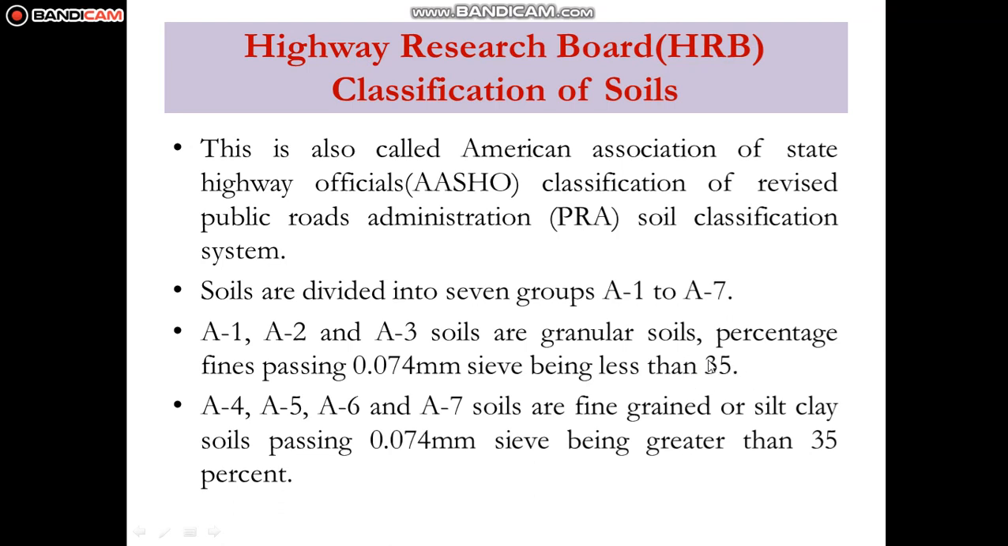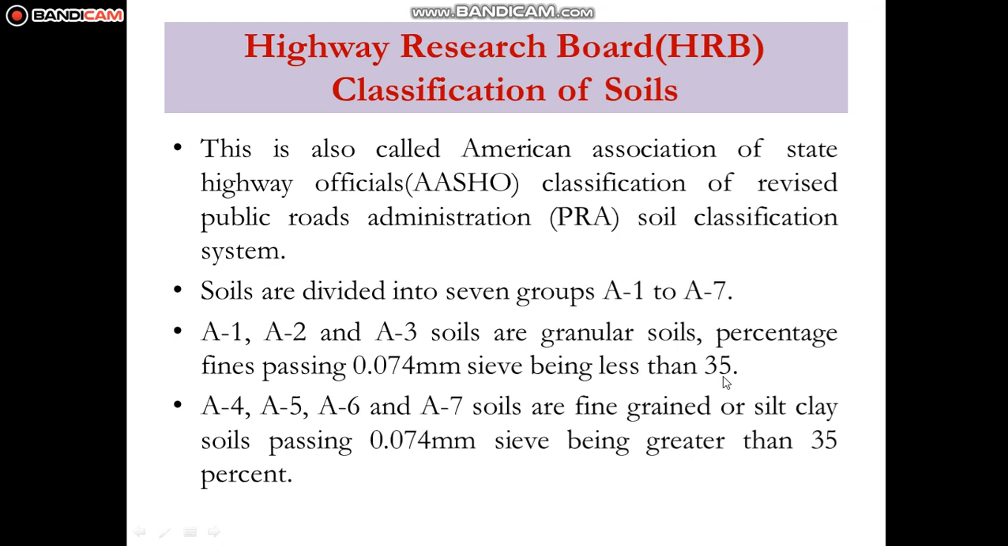So the very important thing is you should remember this percentage. If the fines passing 0.074 mm are less than 35%, this comes under A1, A2, A3 groups. And coming to A4, A5, A6 and A7, soils are fine grained or silt clay, with passing 0.074 mm being greater than 35%. If the percentage passing is more than 35%, that comes under A4, A5, A6, A7 groups. So you should remember these two things: less than 35% and greater than 35%.